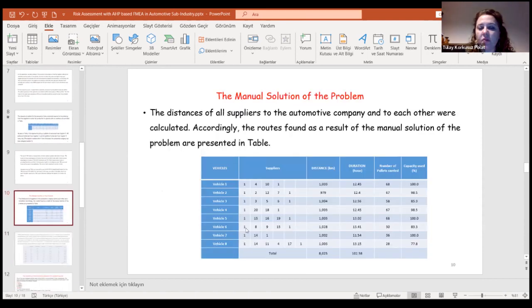The distances of all suppliers to the automotive company and to each other were calculated. Accordingly, the routes found as a result of the manual solution of the problem are presented in the table: vehicles, suppliers, and distance.